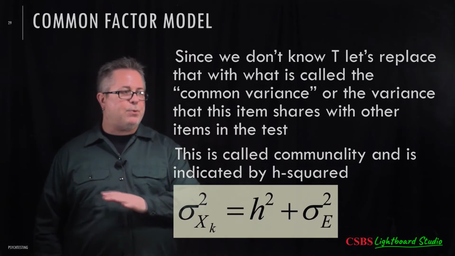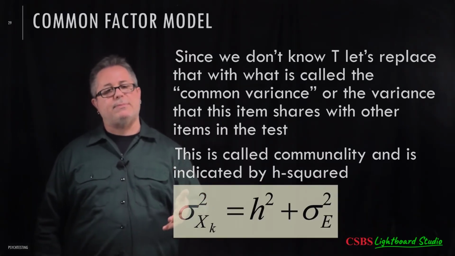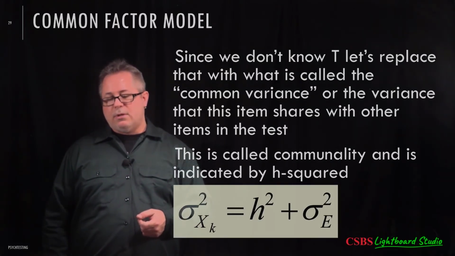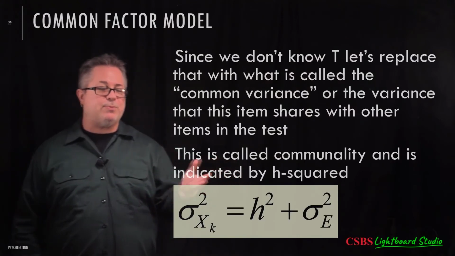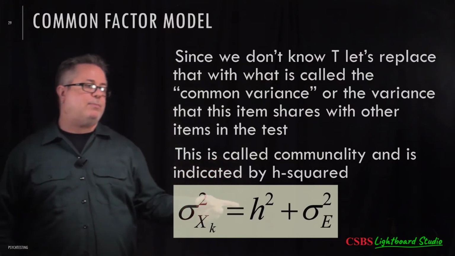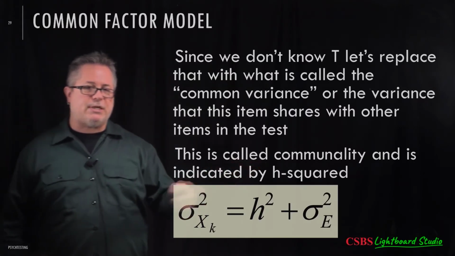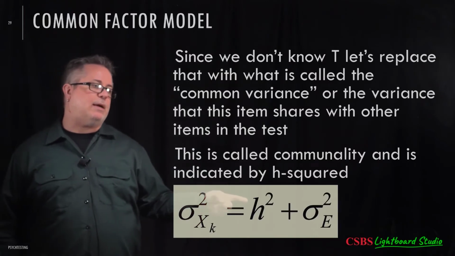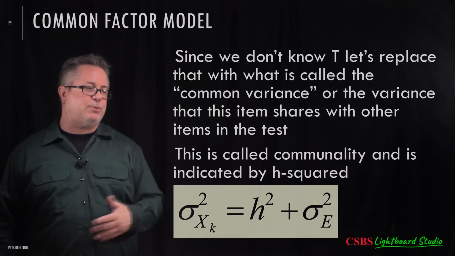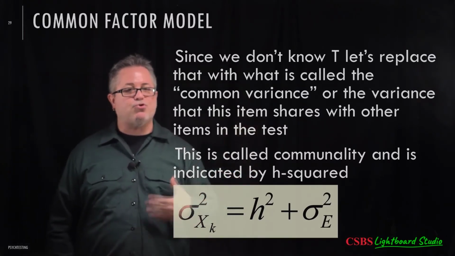If I have multiple items that are all measuring, or intended to measure, the same thing, then I can assume, or at least I'm going to assume in this case, that any variability this item shares with other items on the same scale is likely being driven by the true score. The reason this item shares variability with the other items is that they're all trying to measure the same thing, the same true score.